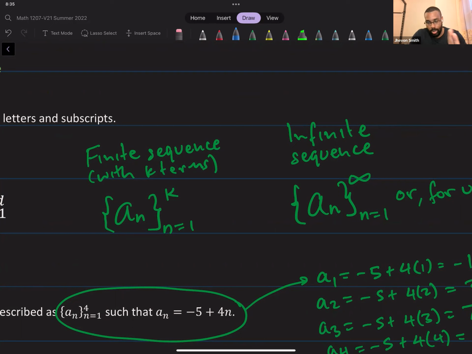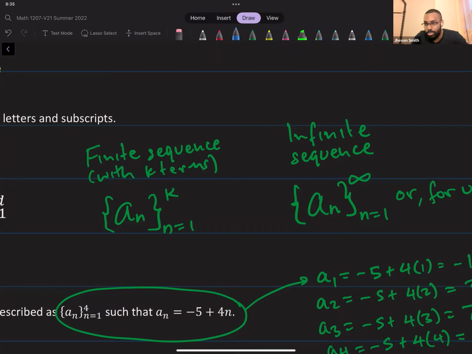And it's actually what Maxim said. It's going to be the first term A1 plus n minus 1 times the common difference, as it's called, which in this case is +4. And so this is what's called an arithmetic sequence.